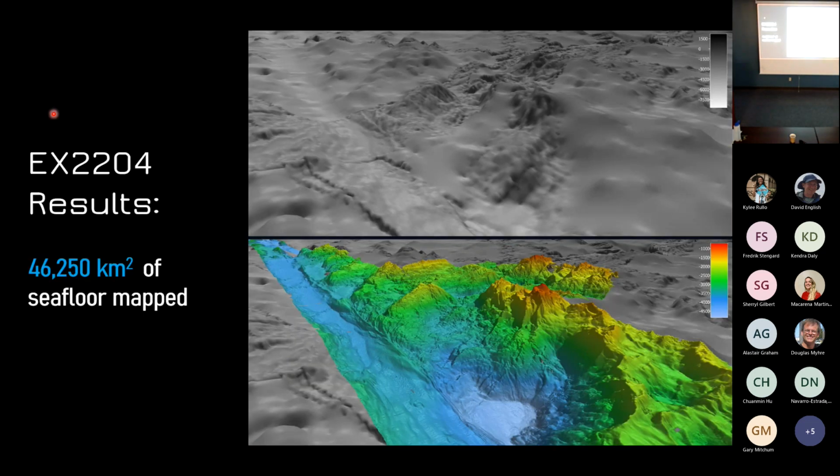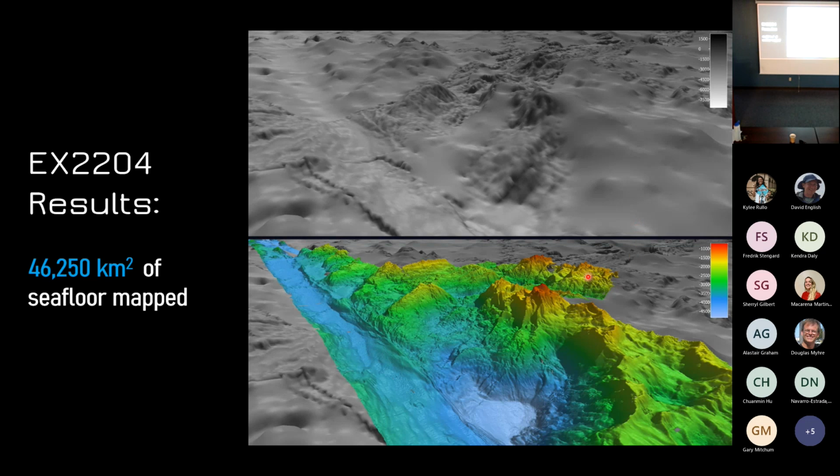So the final result of our cruise was that we collected 46,250 square kilometers of new high-resolution bathymetry data of the Charlie Gibbs Fracture Zone. And this image here that NOAA released shows where we mapped, and it highlights really well the difference between satellite-derived bathymetry on top, and in comparison to high-resolution multi-beam bathymetry that we gathered.